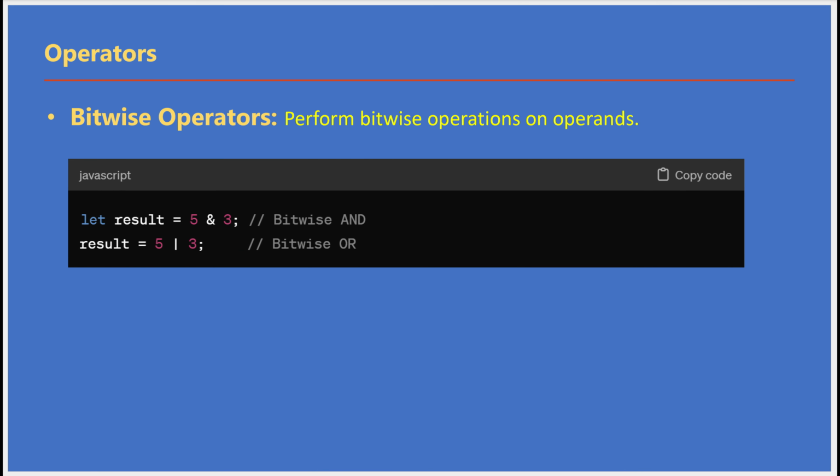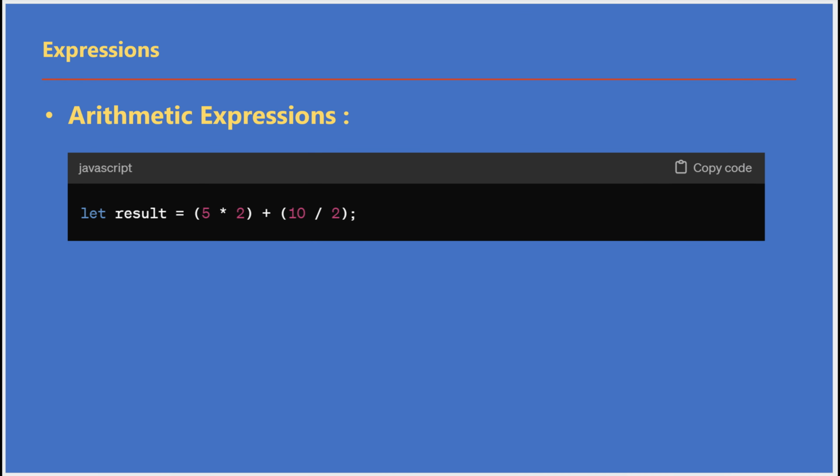Lastly, we have bitwise operators that perform operations on the binary representations of numbers, like 5 & 3 or 5 | 3. Now let's shift gears and talk about expressions. These are combinations of operators, operands, and variables that evaluate to a single value. Arithmetic expressions perform mathematical calculations like 5 * 2 + 10 / 2.